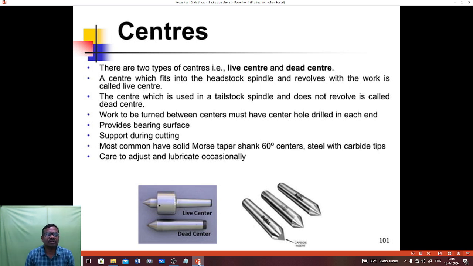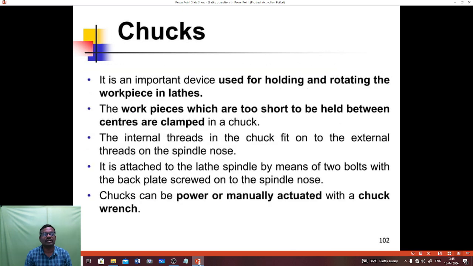Centers. There are two types of centers, that is live center and dead center. The center which fits into the headstock spindle and revolves with the work is called live center. The center which is used in the tailstock spindle and does not revolve is called dead center.